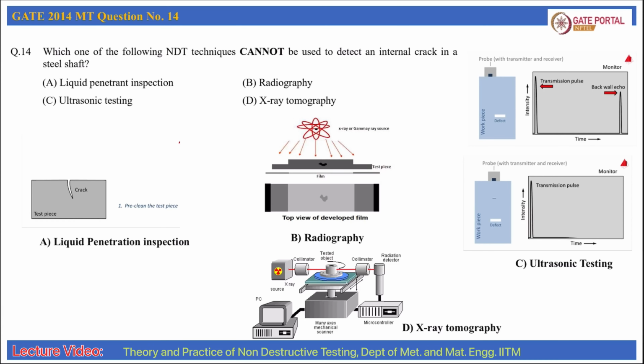As we have seen all the techniques, other than liquid penetrant inspection, all the techniques are able to detect an internal crack. Liquid penetrant inspection involves capillary action and soaking of the penetrant inside the crack, so it cannot detect an internal crack. So the correct answer will be option A.